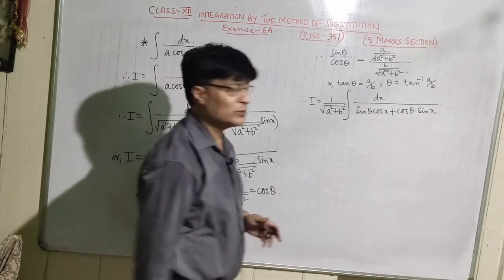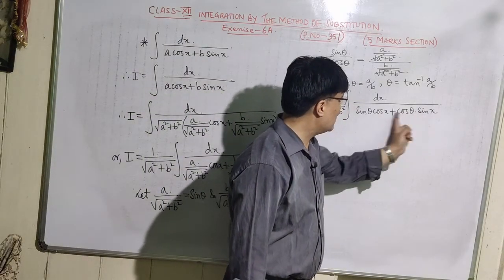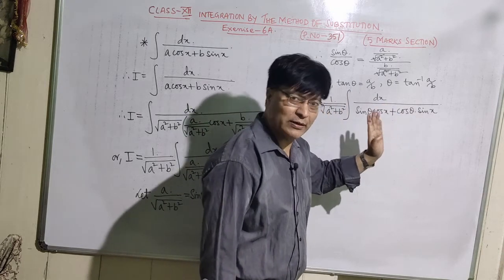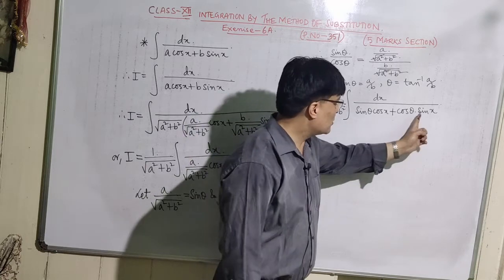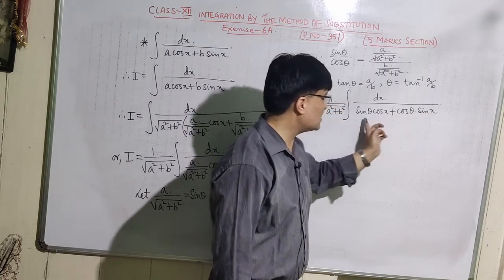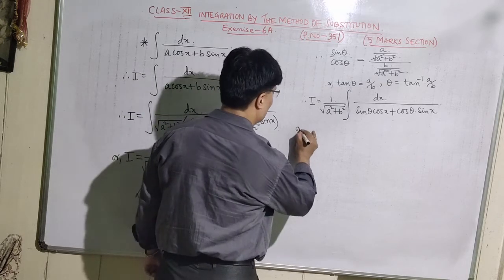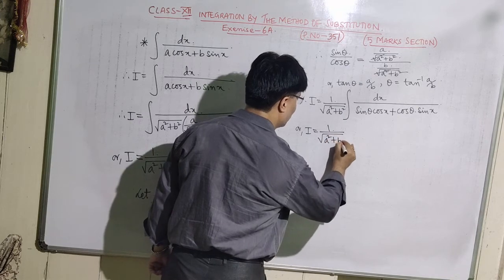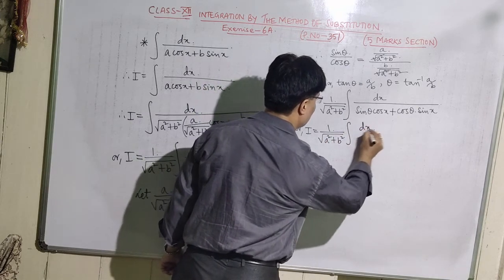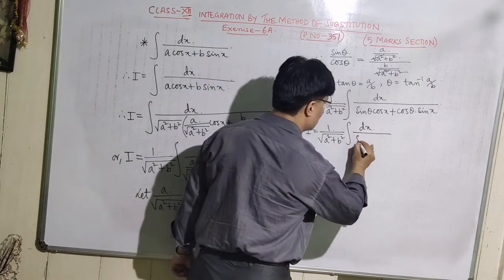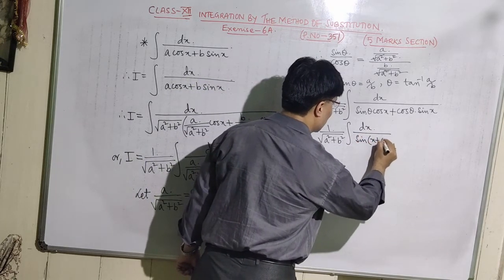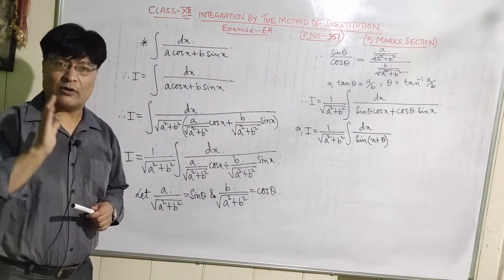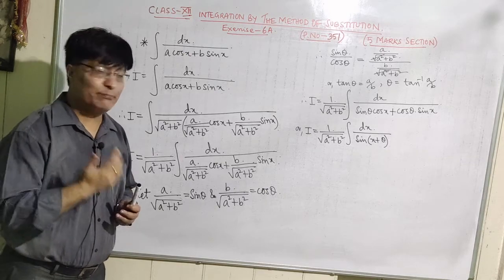So what is the formula that you can use here? This is sine a cos b plus cos a sine b. X is taken as a and theta is taken as b. Here x is the variable, theta is a constant, right? So let us use the formula here. Or I is equal to 1 upon root over a square plus b square integration of dx divided by, what is the formula in this case? It is sine of x plus theta. Actually here theta is constant, not the variable. Theta is a constant. It is in terms of a and b, isn't it?